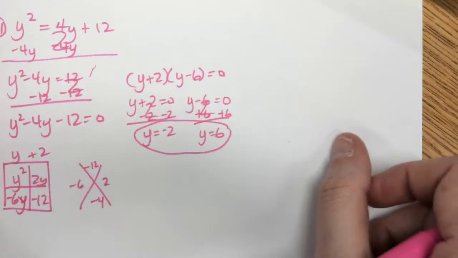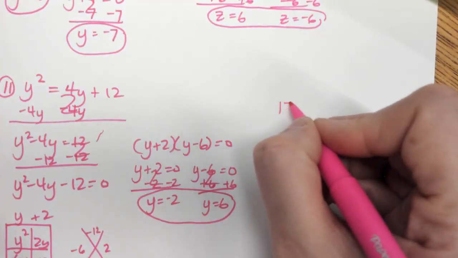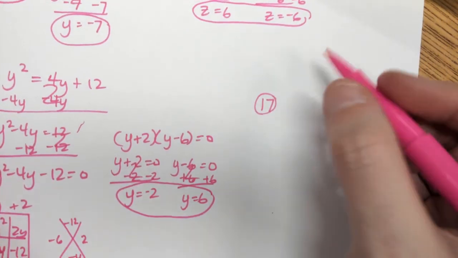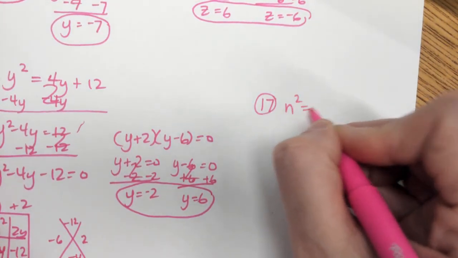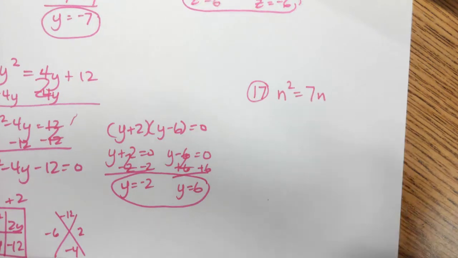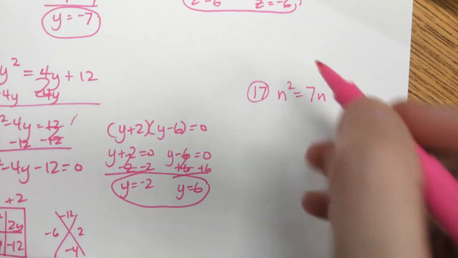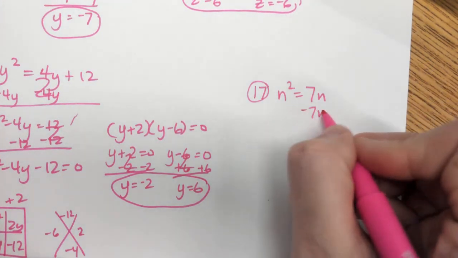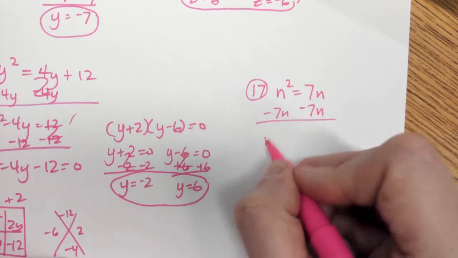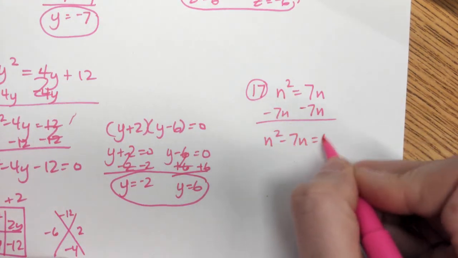All right? Number 17 is actually not that hard. Number 17 is actually a lot like number 6, but it doesn't look the same right now. I have n squared equals 7n. Well, remember, I have to have them both on the same side of the equal sign. So I'm going to subtract 7n from both sides. n squared minus 7n equals 0.